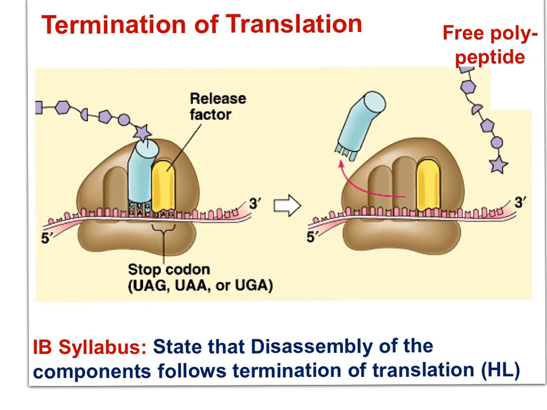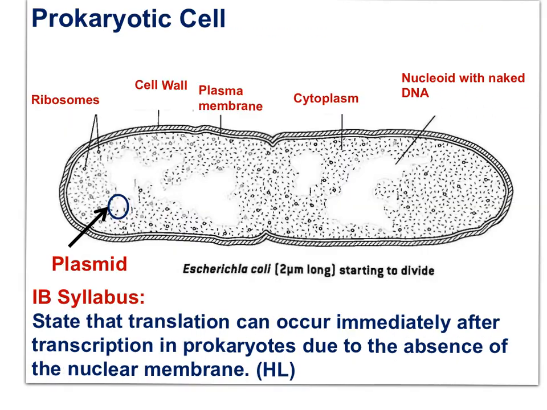As the ribosome translocates along the mRNA in a 5 to 3 direction, it will eventually reach a stop codon. There are no tRNA molecules that match the stop codon. Translation ends with release of the mRNA from the ribosome and a release of the newly formed polypeptide. Remember that translation in the prokaryotic cell can occur immediately after transcription due to the absence of the nuclear membrane.